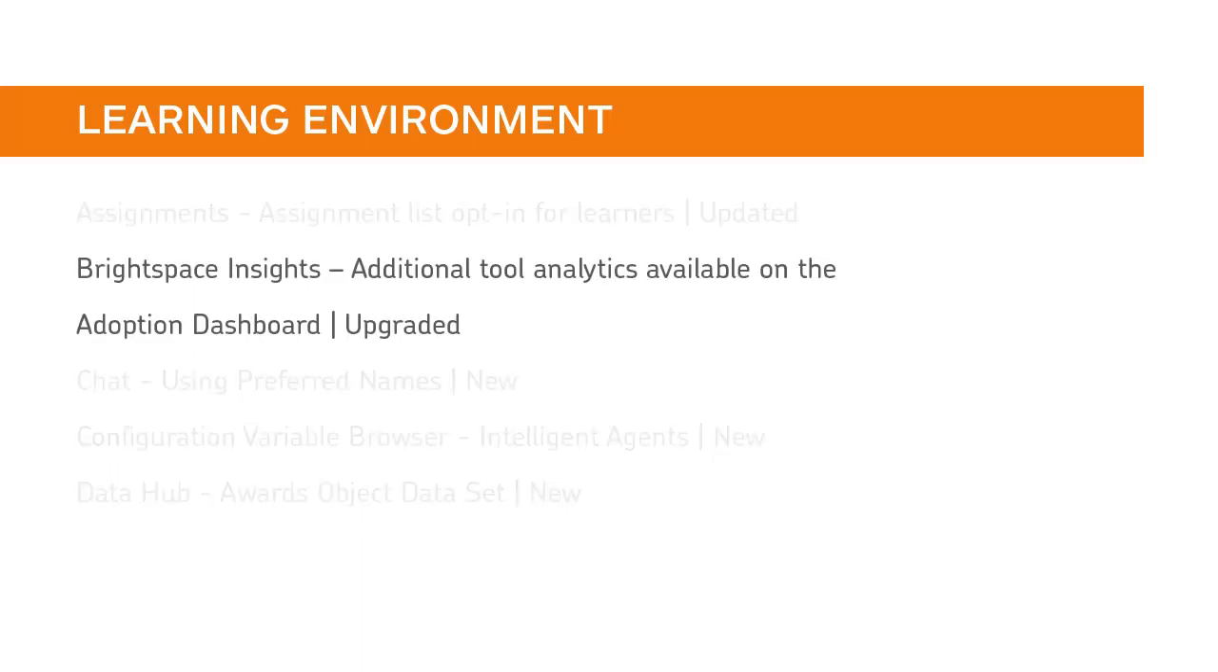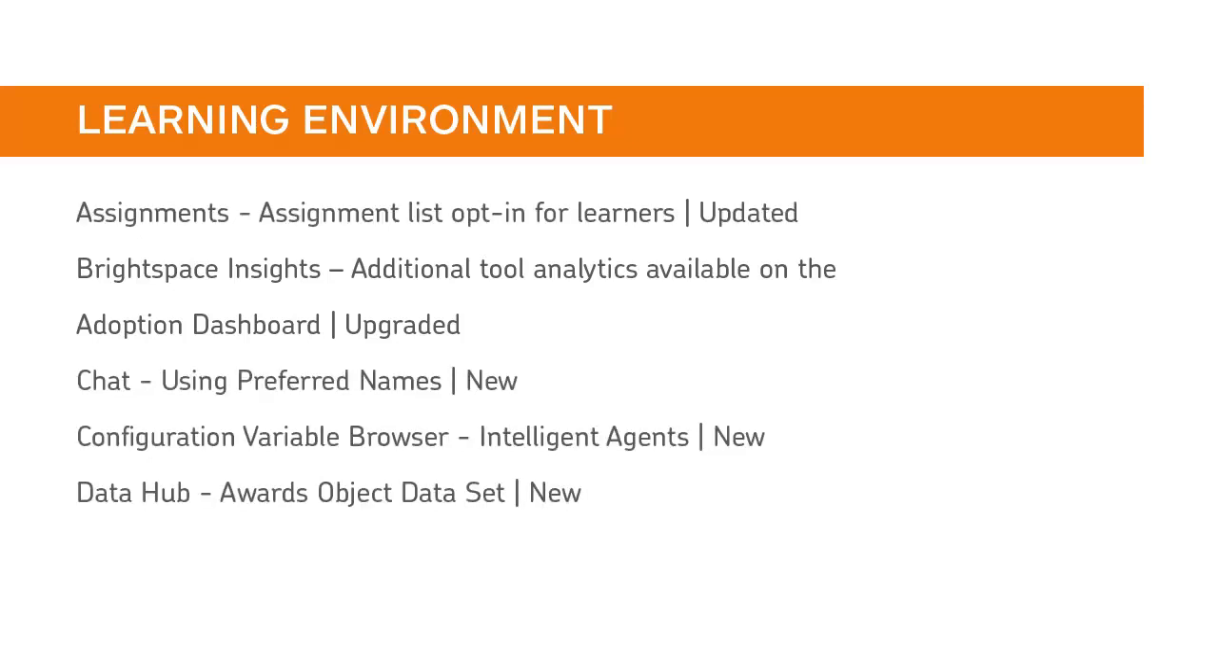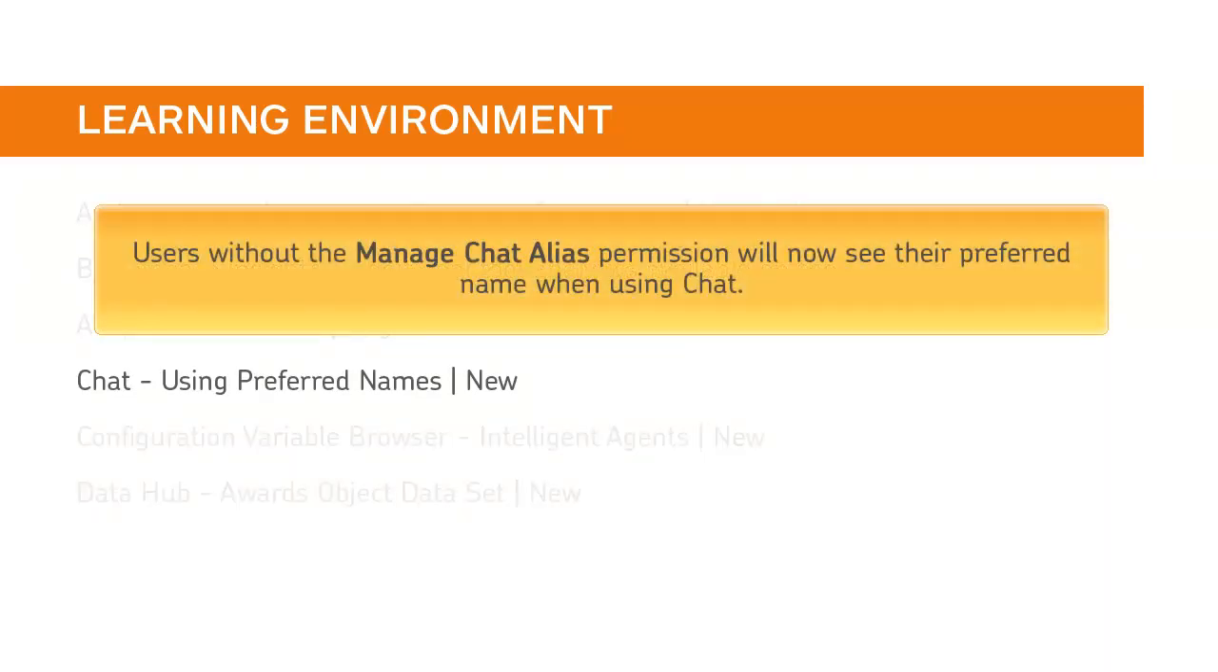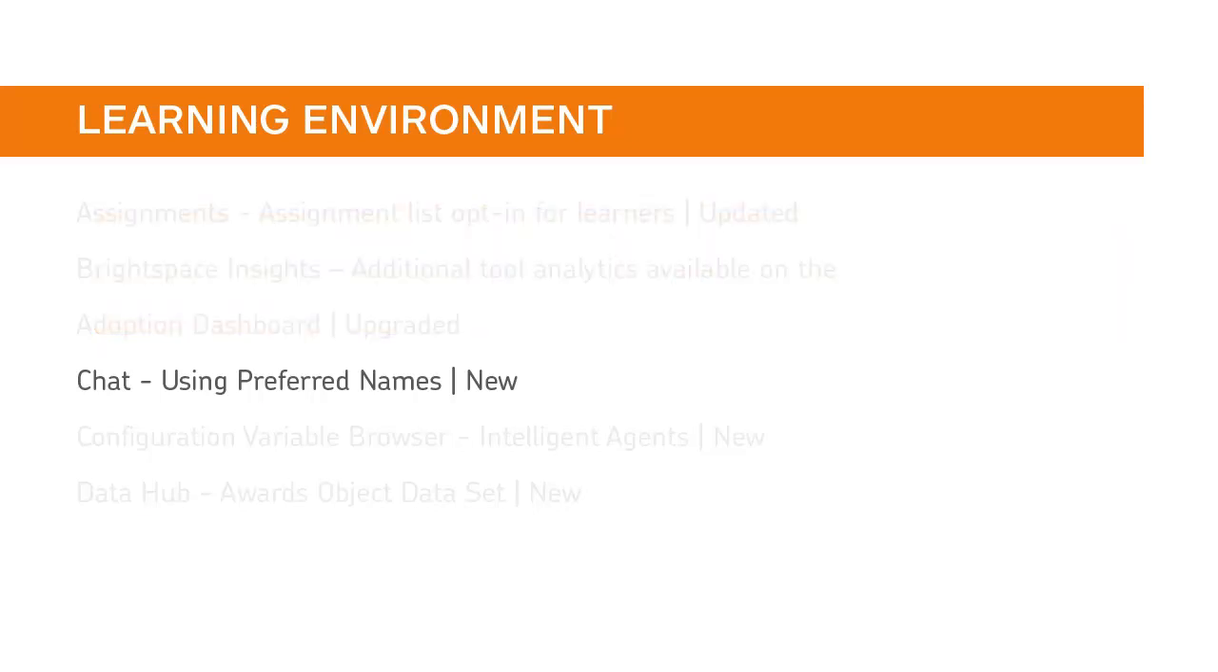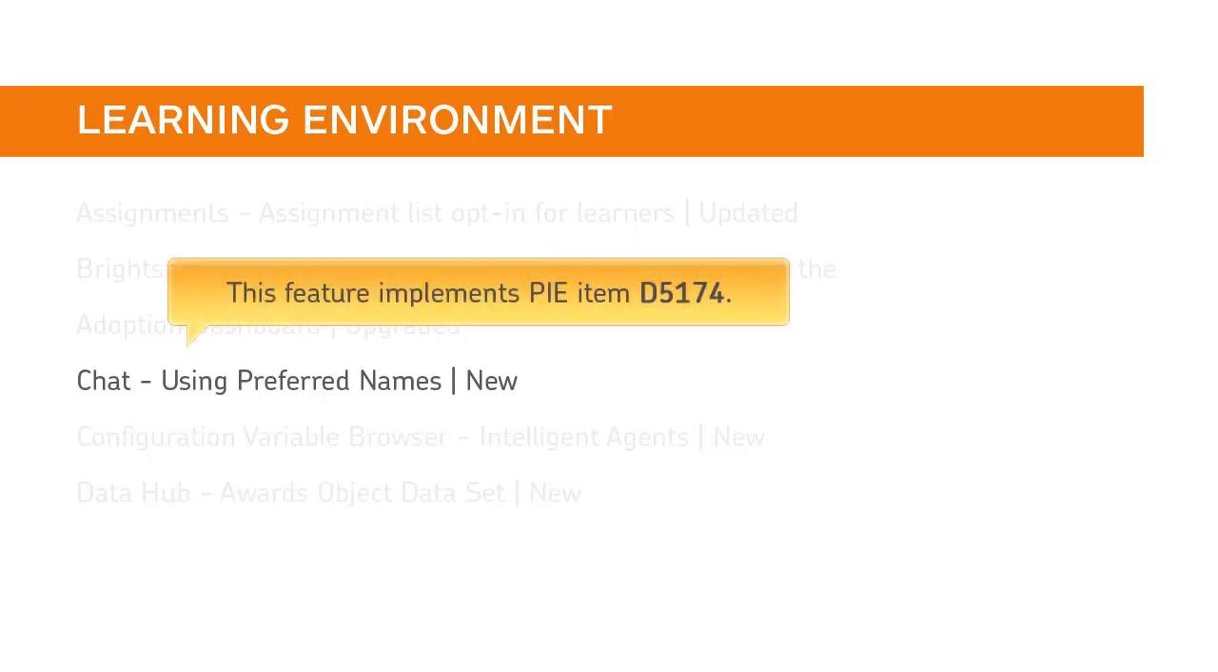Chat, awards, email, and quick eval data is now included in the tool usage trends and tool usage comparison visualizations. Users without the Manage Chat alias permission will now see their preferred name when using chat. Users with the Manage Chat alias permission are not affected. This feature implements PI item D5174.